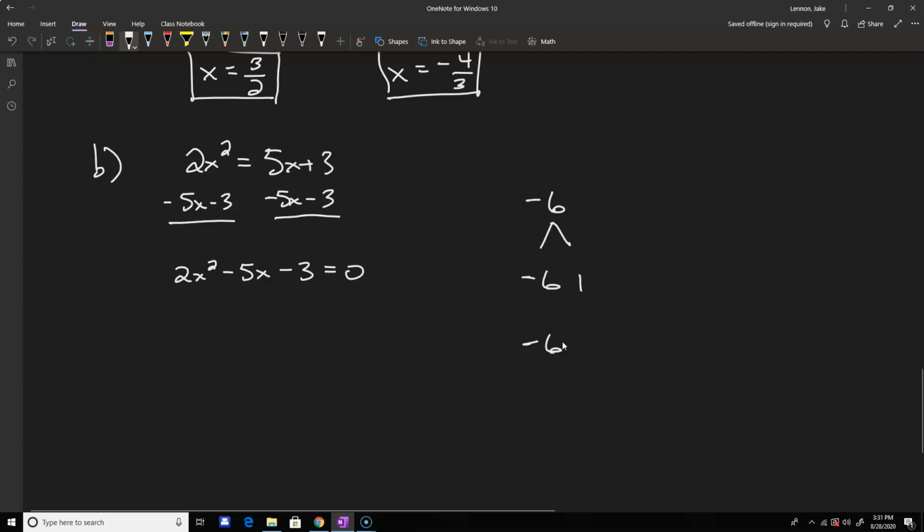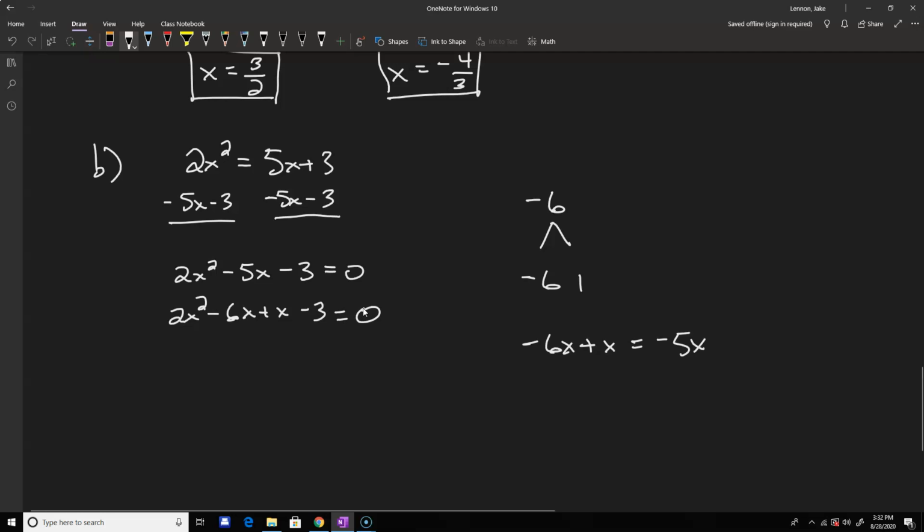So again, what we're going to do is we're going to say -6x plus x is equal to -5x, and we're going to replace that in the equation that we had. So we have 2x squared minus 6x plus x minus 3 equals 0, and then we factor by grouping.